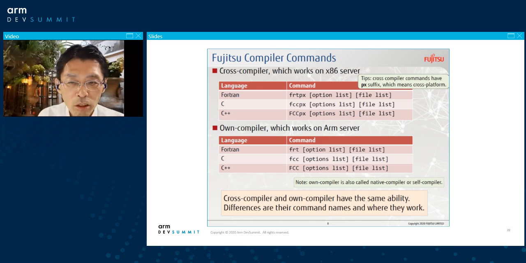So let's talk about some of the Fujitsu compiler commands. Fujitsu compiler provides its own native compiler and also provides a cross compiler. The ARM CPU is relatively slower than a scalar CPU, so we provide a cross compiler. It is much faster in compile time. The commands and options are almost the same, and the only difference for the cross compiler is the suffix px. That's all.